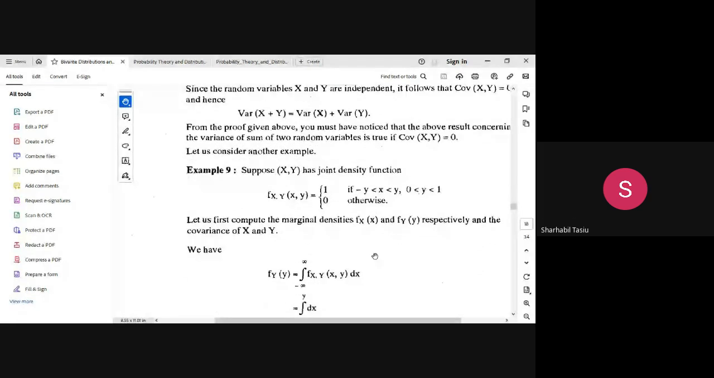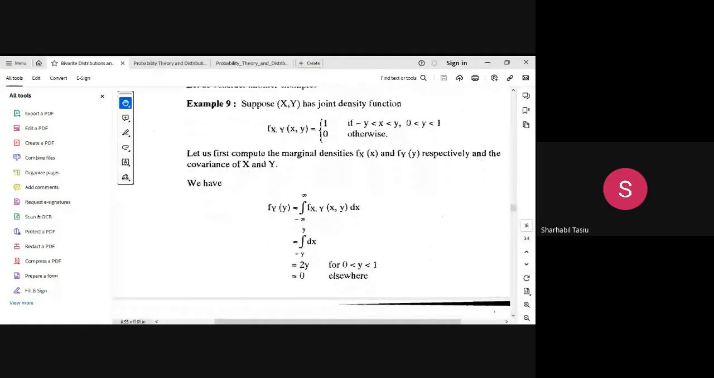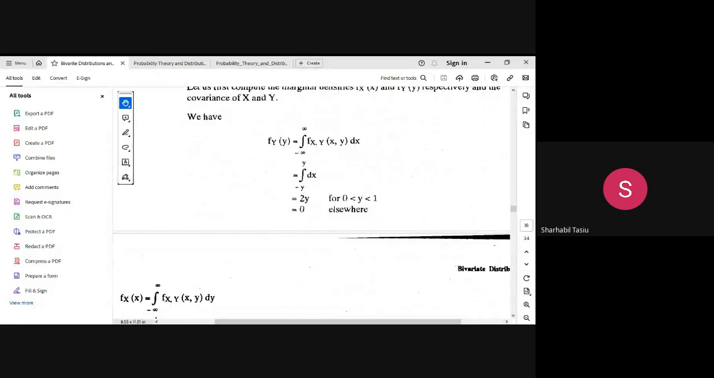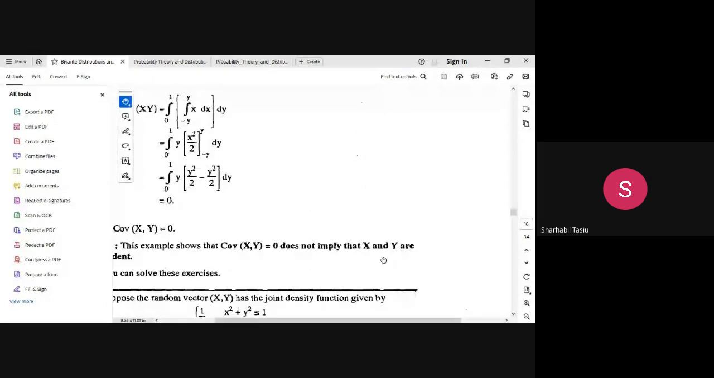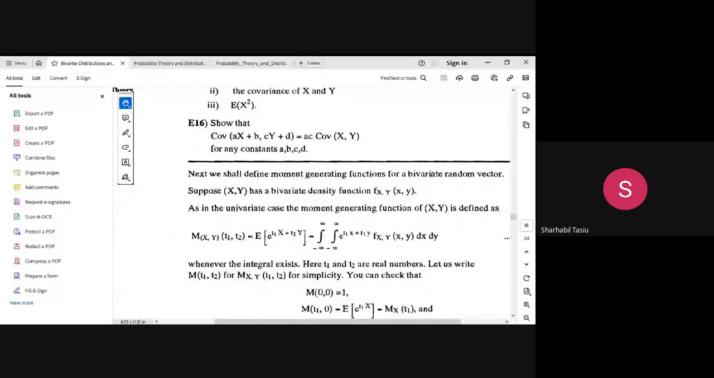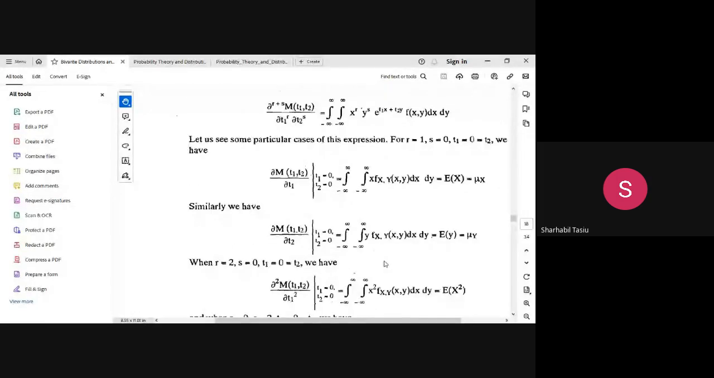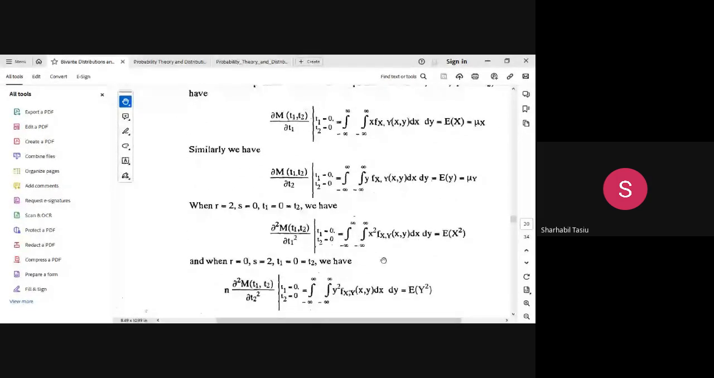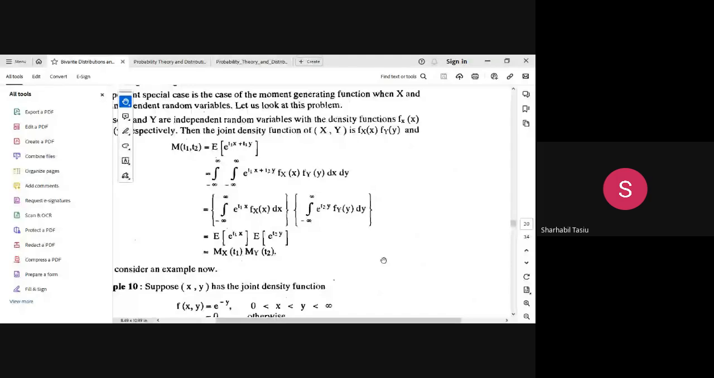So we have another example here that is talking about the marginal densities. We've already explained marginal densities last week, so when we say marginal density, I believe you understand what we're talking about. We have this function, this example is solved here. We have 2y, 0 elsewhere, and so on. If you're interested in the mathematical aspect, you can get some more information here.